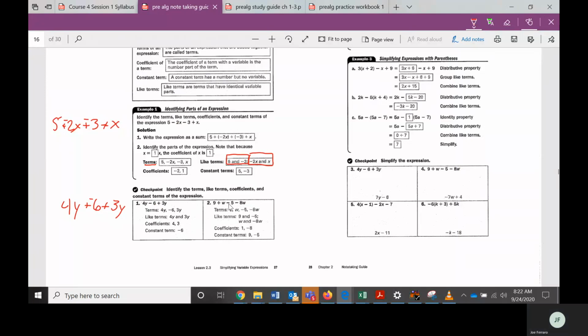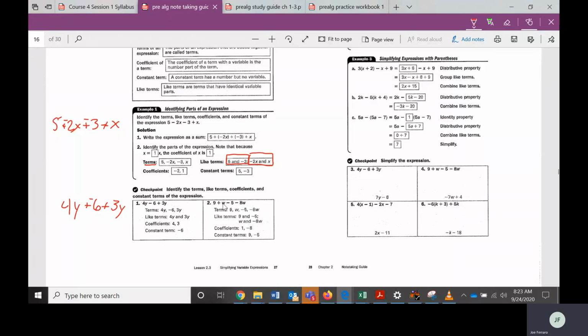Like terms, there's two sets. The 9 and the negative 5 have no variables, so those are like terms. The w and the negative 8w are both a term with just a regular w, so those are like terms. Okay, so when you write those out, put a semicolon in between them: 9 and negative 5; w and negative 8w.